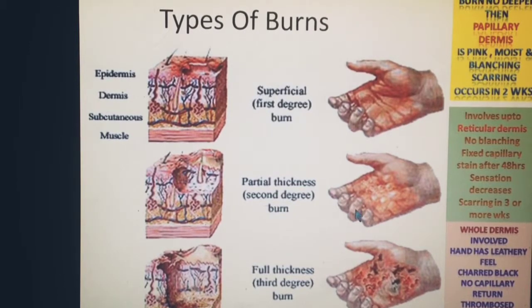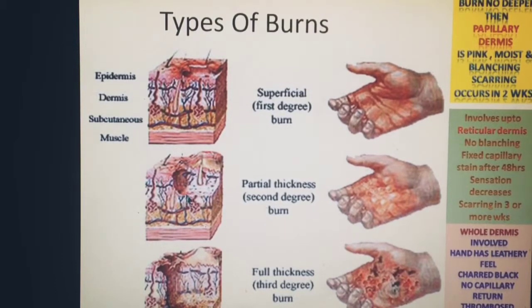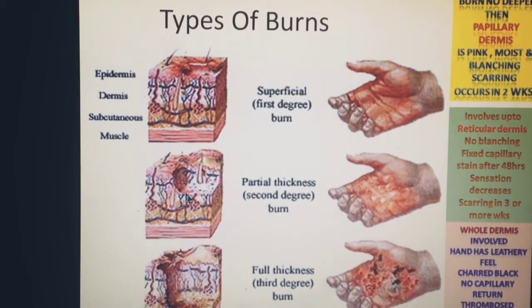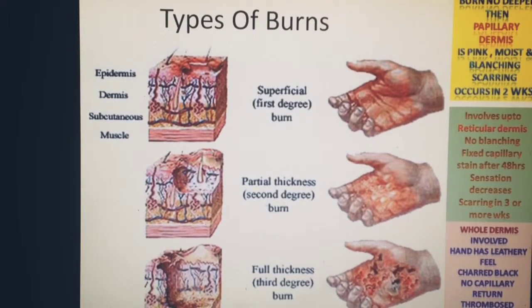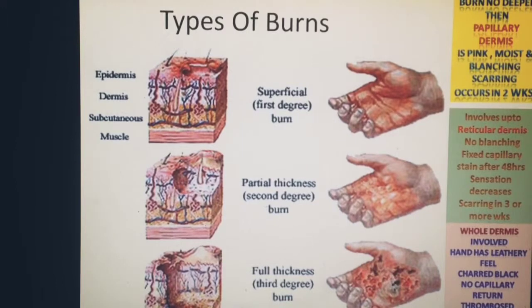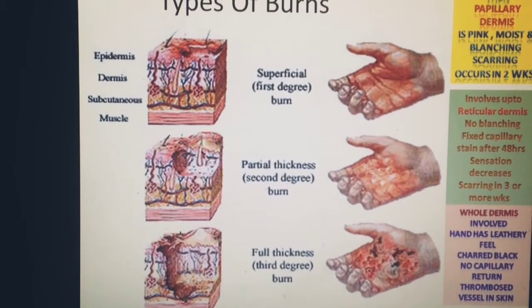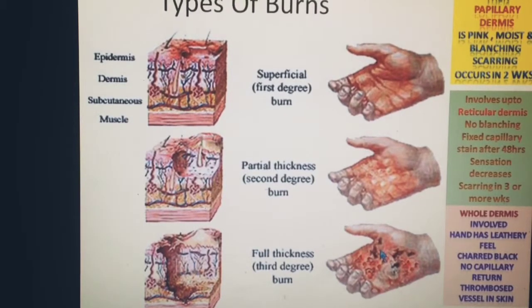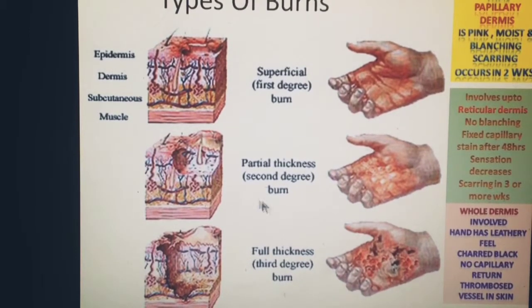The next we have is partial thickness burn or second degree burn. This involves the reticular dermis. There is no blanching and there is fixed capillary staining after 48 hours. Sensation of that area is lost, and healing occurs in that area within 3 weeks or more. Then full thickness burn. In full thickness burn, the whole dermis is involved. That area has a leathery feel, is charred, and has no capillary return, and the vessels in that area are thrombosed.